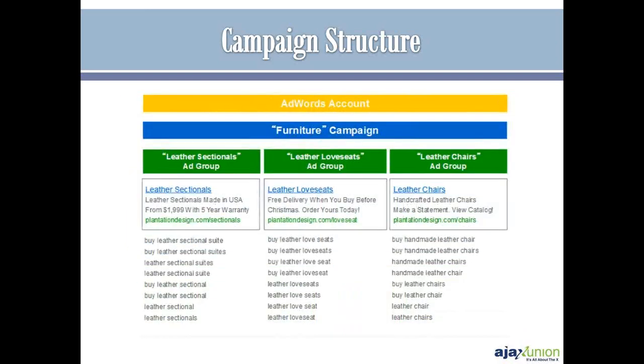I have an example. So here's a sample AdWords account. Let's say you're a store that sells a lot of different things. One of the things you focus on is furniture. So you have a furniture campaign, and then within that campaign, since you want to be pretty specific with your ad groups, you can have different ad groups like leather sectionals, leather love seats, stuff like that. So this way, when a user searches for something specific like leather sectional, they're going to see an ad that really is about exactly what they're looking for, rather than just a generic ad for your company that doesn't really tell them anything.